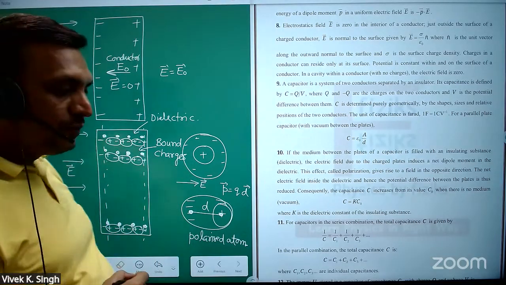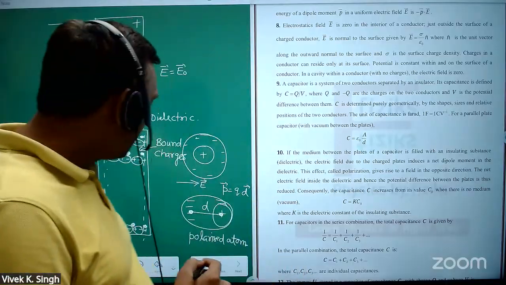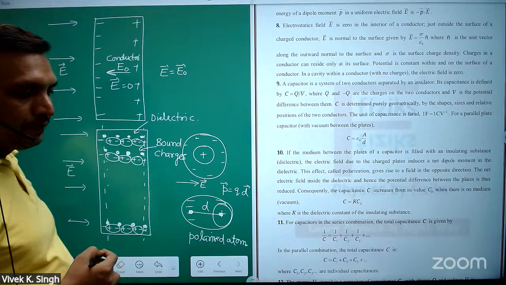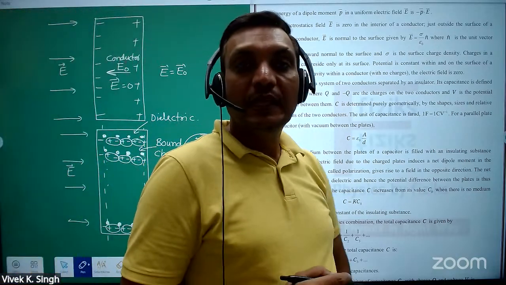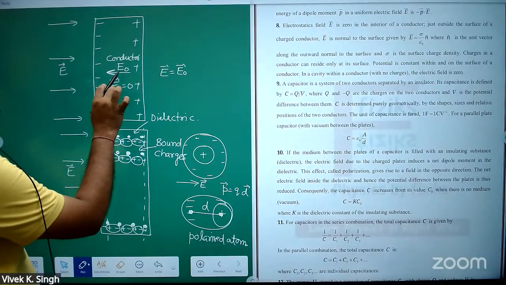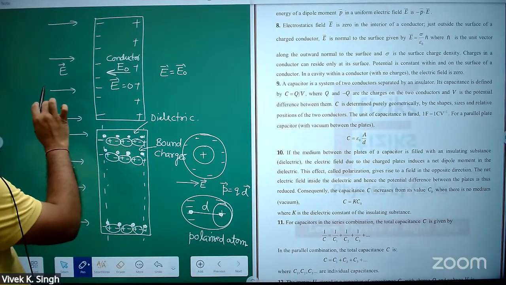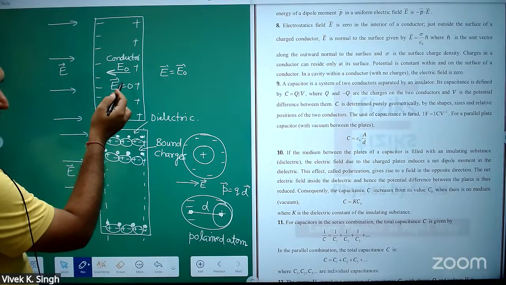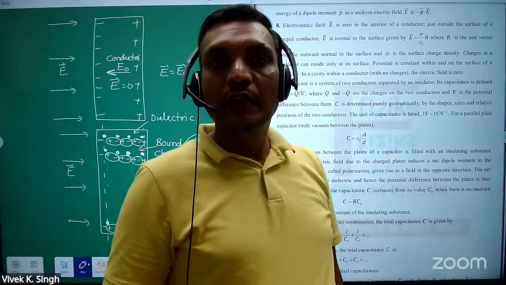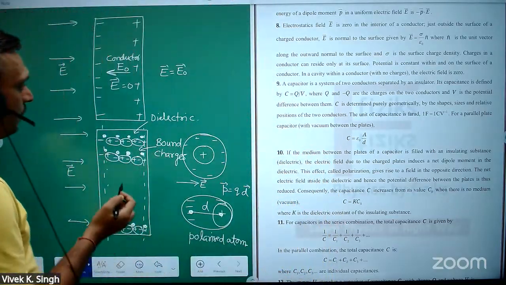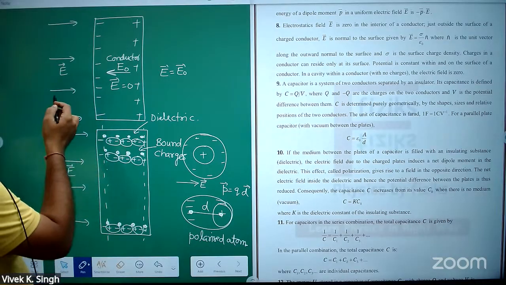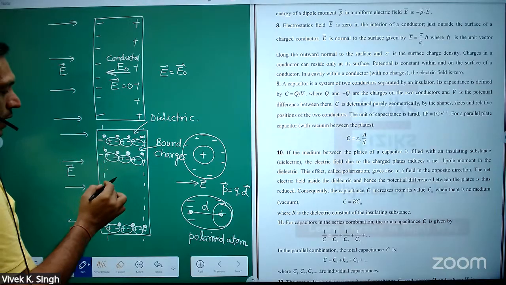So in case of a dielectric, again an electric field will develop inside opposite to E, but that will not cancel the external field. In case of a conductor, this field exactly cancels the external field, so the electric field is always zero. But when you have a dielectric, this field doesn't cancel exactly. So the field will be non-zero.